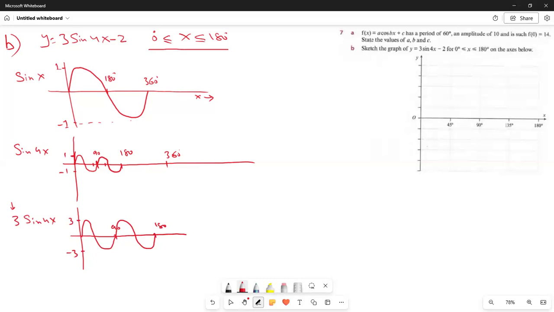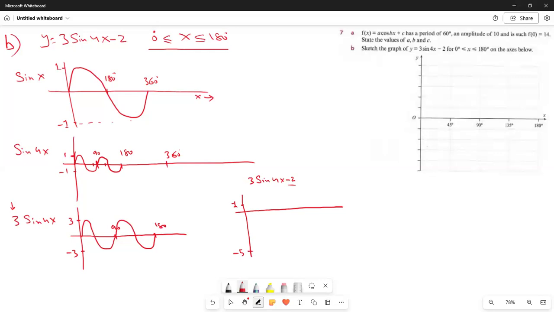Okay, and finally, when we plot 3 times sine 4x minus 2, minus 2 means I will shift my graph downward by 2. So what will happen is that the same graph is just shifted down by 2. Okay, so if this is my y-axis, now this 3 will go to 1. And the lowest part will go to minus 5 because it is shifted down by 2 units.